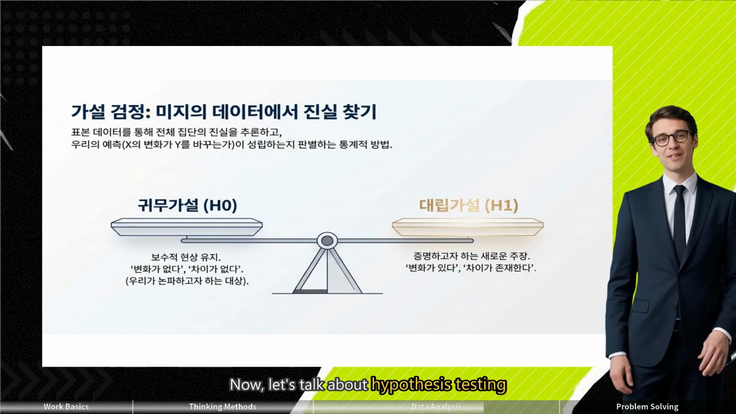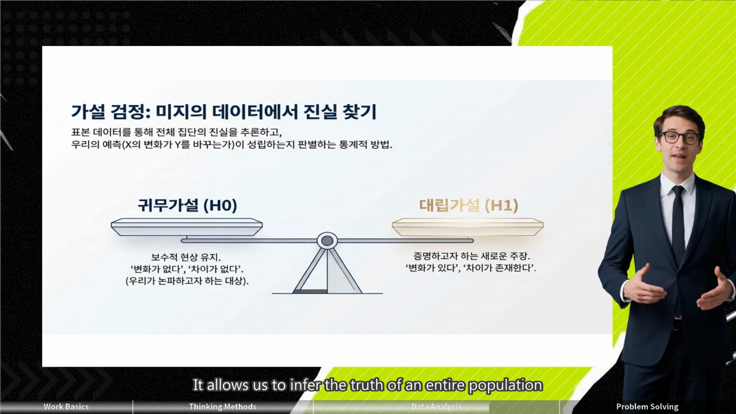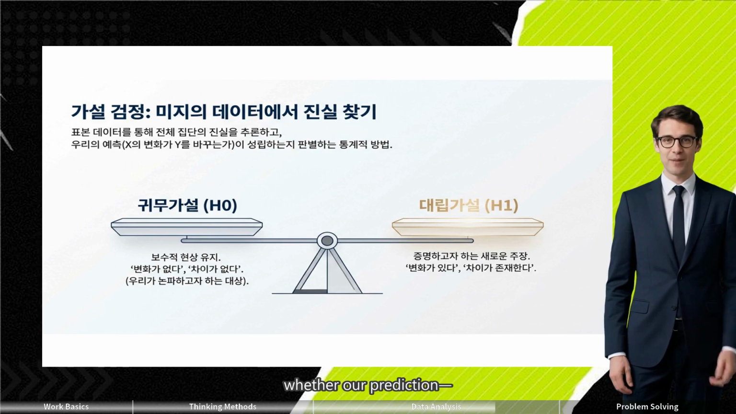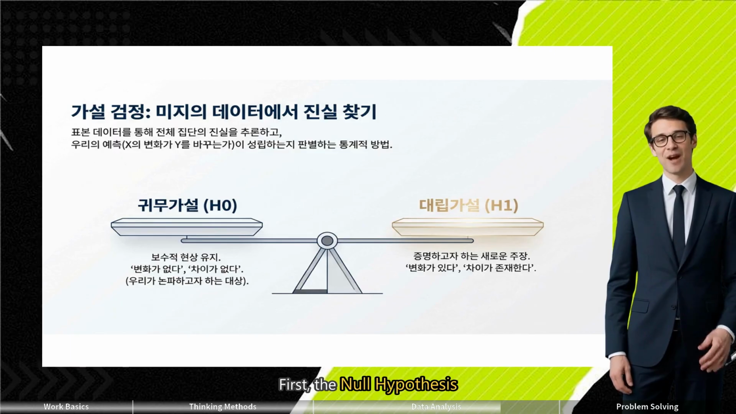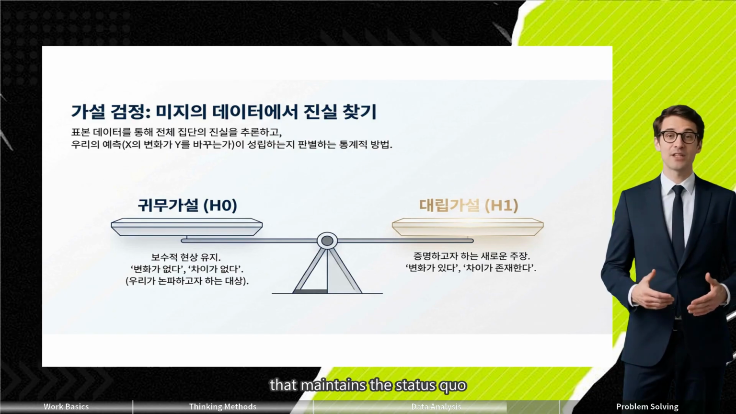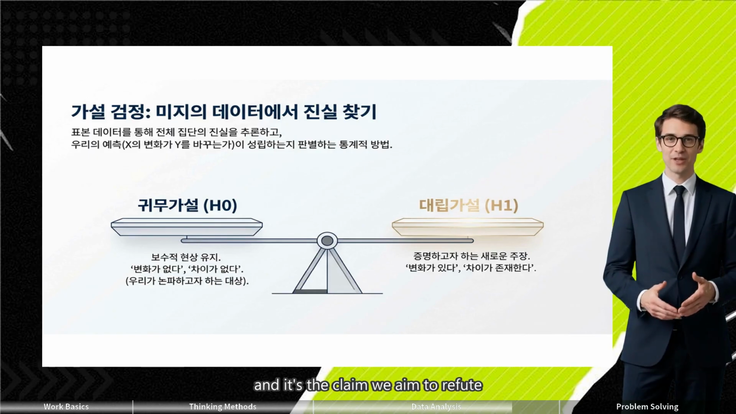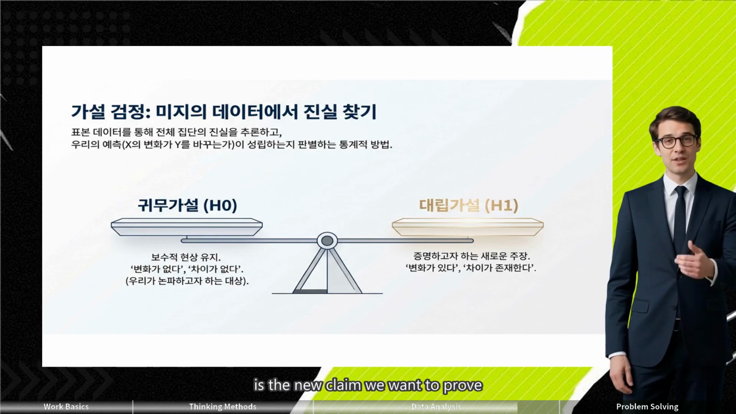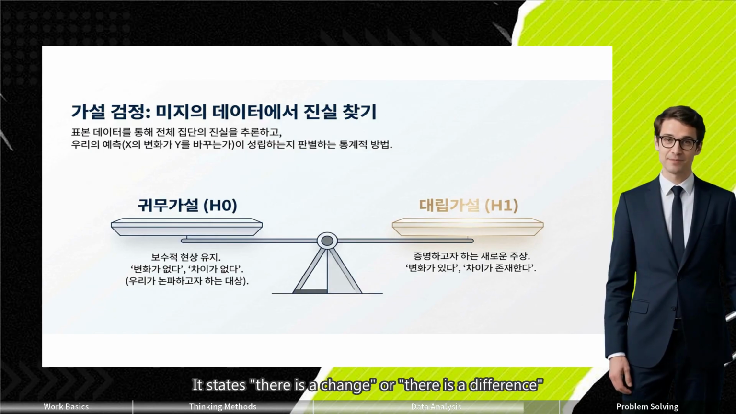Now, let's talk about hypothesis testing, a statistical method to find truth from unknown data. It allows us to infer the truth of an entire population using sample data and determine whether our prediction that a change in x will alter y holds true. First, the null hypothesis, denoted as H0, is the conservative assumption that maintains the status quo. It claims there is no change or there is no difference, and it's the claim we aim to refute. Then, the alternative hypothesis, denoted as H1, is the new claim we want to prove. It states there is a change or there is a difference.